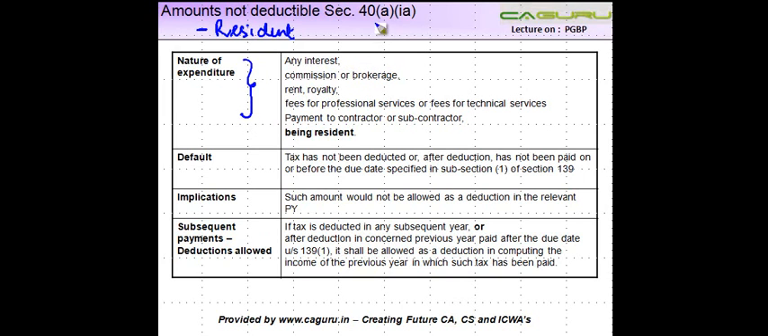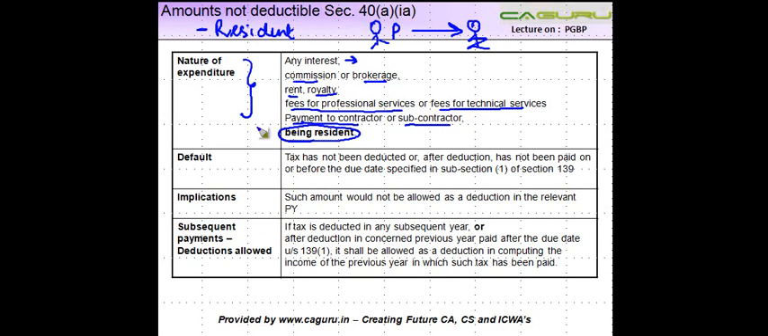The nature of expenditure is, let's say there are two people, the payer or P and the recipient. So the payer is making a payment to the resident for the following amount: interest, commission or brokerage, rent, royalty, fee for professional services or fee for technical services, payment to a contractor or a subcontractor being the resident. So what is necessary is that this person who's called P in this diagram is making a payment to R, okay? The payment which is being made should fall under either of these options.